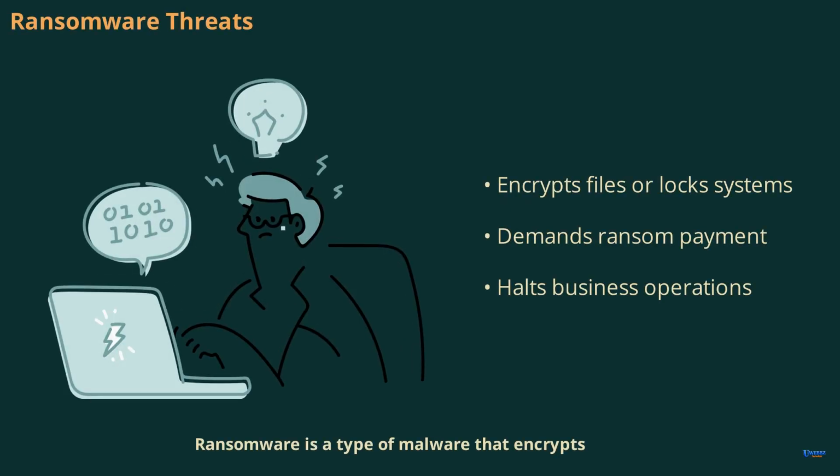Ransomware is a type of malware that encrypts a victim's files or locks their computer system, then demands a ransom payment for decryption or access restoration. The Colonial Pipeline attack in 2021 is a prime example, where ransomware shut down critical infrastructure and caused widespread fuel shortages. Ransomware can halt business operations and force organizations to make tough decisions about paying ransoms or restoring from backups.